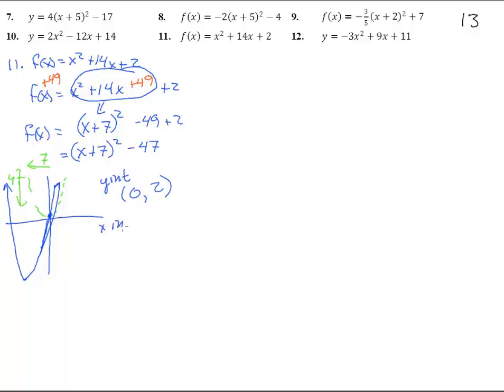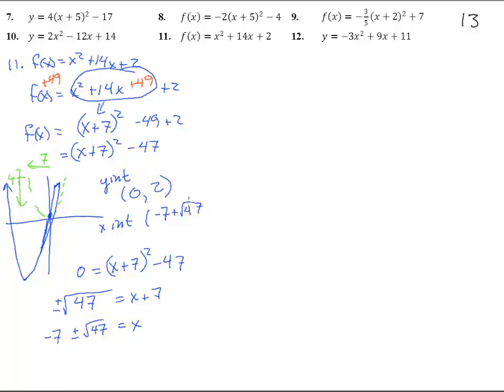And the x-intercepts. We stick a 0 right there. We could use the quadratic formula, but since we already completed the square, let's stick a 0 right there, equals x plus 7 squared minus 47. Add 47 over there. Square root, plus or minus, and subtract 7 from both sides. So that means we get negative 7 plus square root of 47, 0, and negative 7 minus the square root of 47, 0. And those are our x-intercepts.